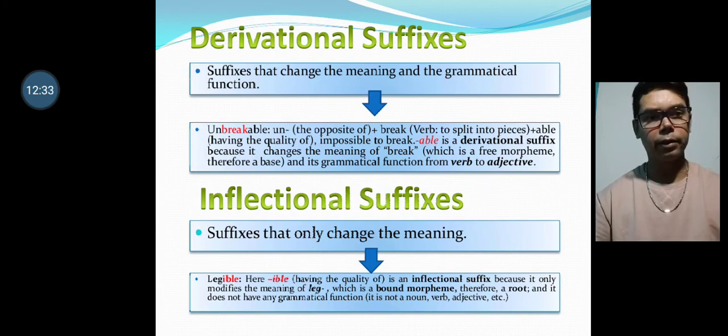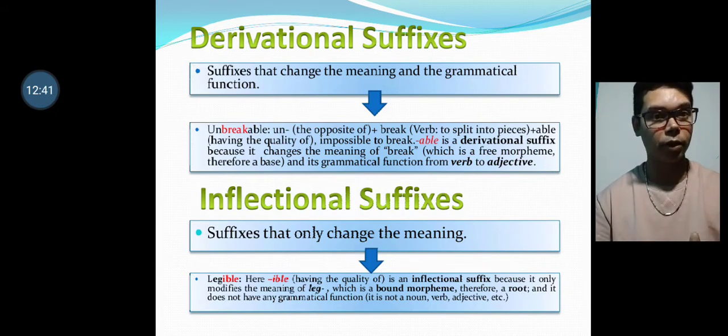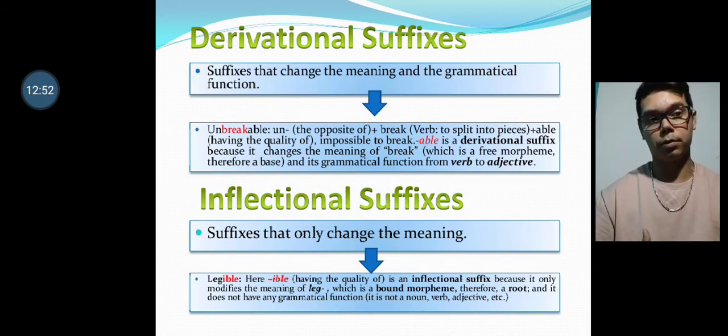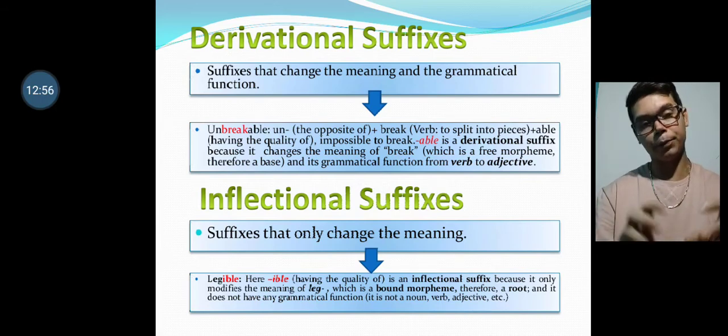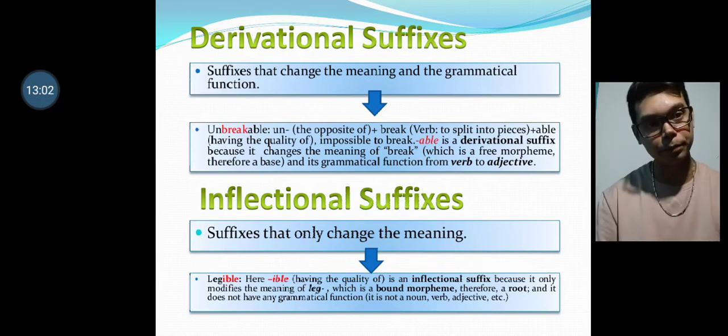We have the word there, unbreakable. Okay, we have break, that is a verb, and we add un, which is the opposite of, plus break, which is the verb, to split into pieces, plus able, having the quality of. Impossible to break, that is a new meaning. So we change the meaning of break, que significaría en todo caso romper en pedazos, ahora para irrompible. Unbreakable, a propósito del prefijo y el sufijo.